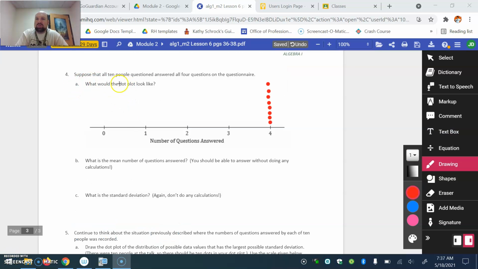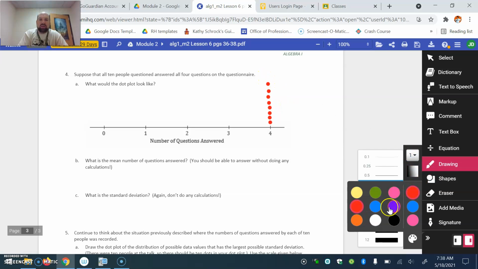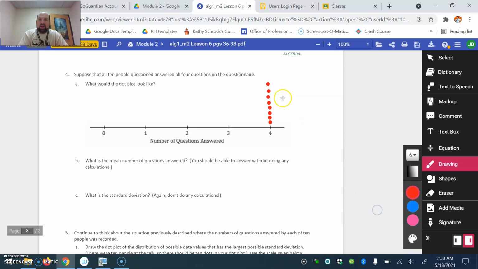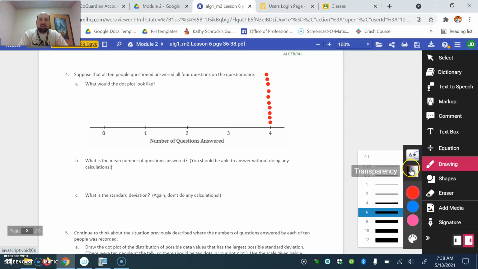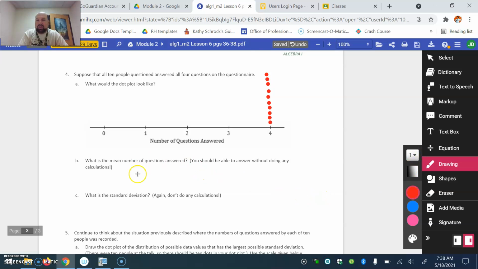Okay, number 4, suppose that all 10 people questioned answered all 4 questions in the questionnaire. What would the dot plot look like? Well, that's pretty simple. They would all be above the 4. 1, 2, 3, 4, 5, 6, 7, 8. Oops, I need 2 more. Sorry about that. Watch this trick. I found that if I make it a heavier dot, 9, 10, it's easier to just click and answer.